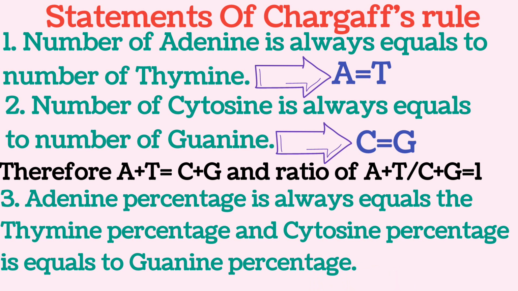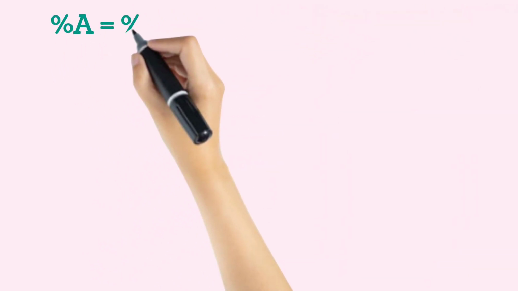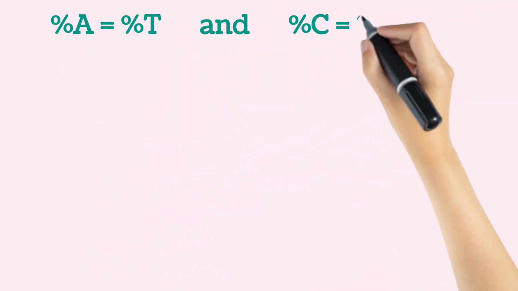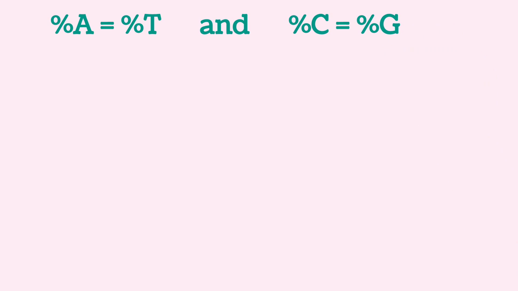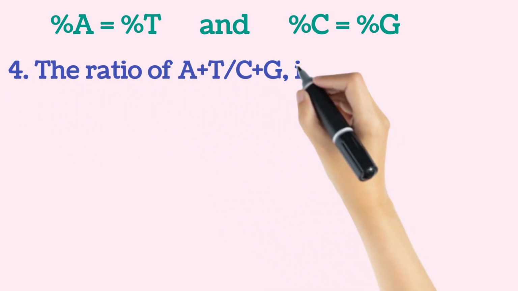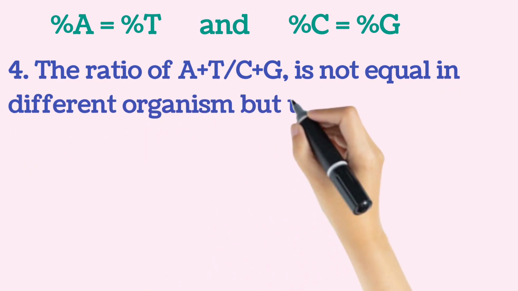Now the third statement is that adenine percentage is always equal to thymine percentage, and cytosine percentage is always equal to guanine percentage. This is important regarding NET SET examination. What is the statement? Percent A is equal to percent T and percent C is equal to percent G. These four nitrogenous bases A, T, C, G make 100% of DNA. So out of this 100%, percent A is equal to percent T and percent C is equal to percent G.